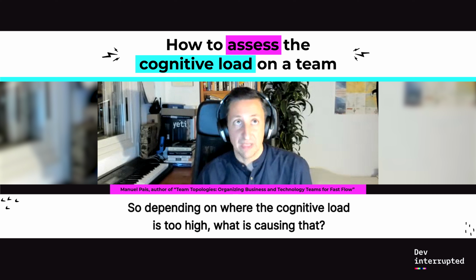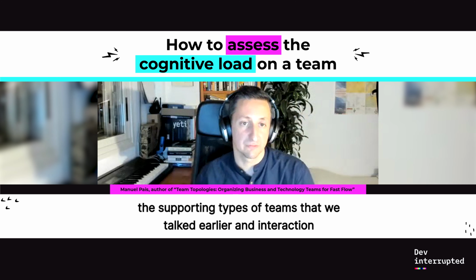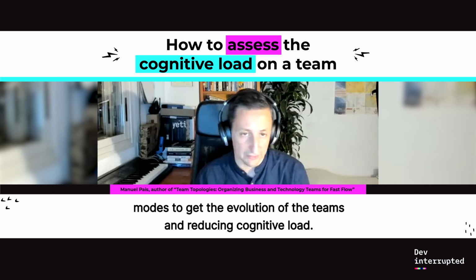So depending on where the cognitive load is too high, and what is causing that, we might have different approaches, which is effectively why we have the supporting types of teams that we talked about earlier and the interaction modes, to get the evolution of the teams and reduce cognitive load.